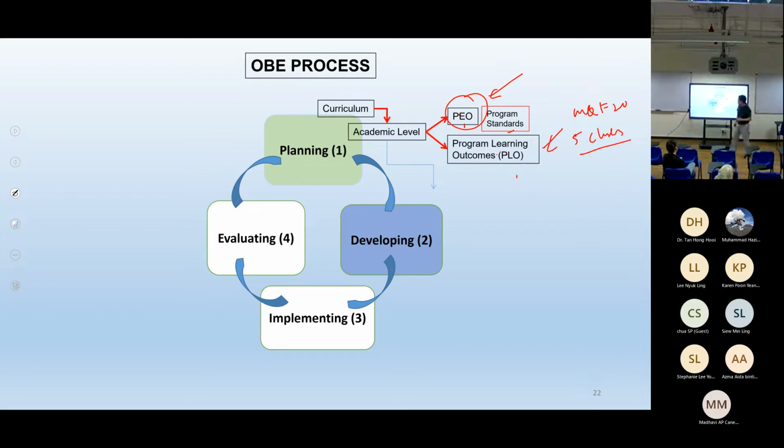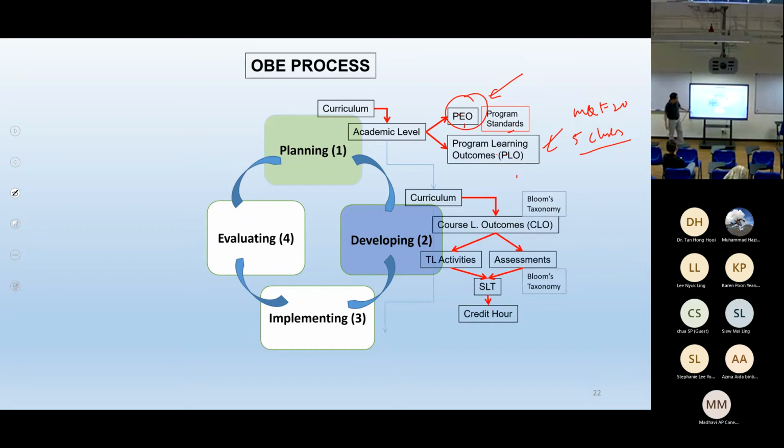Now, I want to emphasize again, this one is most important: PEO first. Then after that, this is called the planning stage. This is called planning. Next, you look into your curriculum. When you do an OBE curriculum, guys, this is it. You will look into your CLO. What do you want to achieve first? So let's say you already got your PLO.